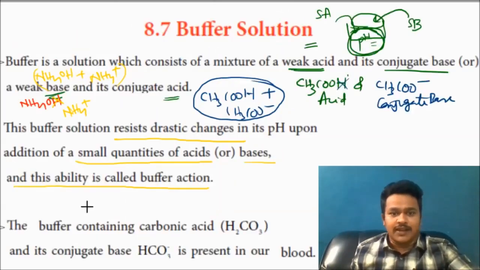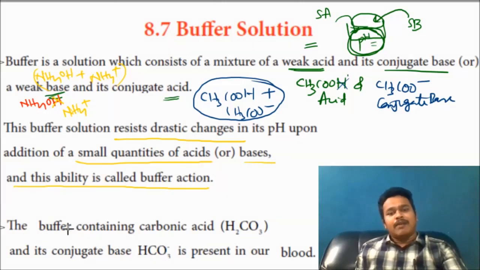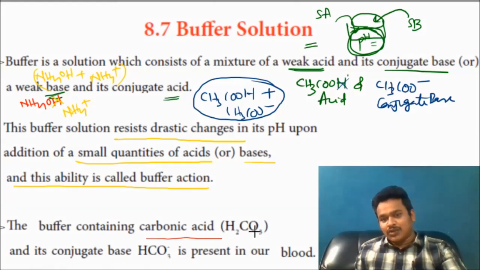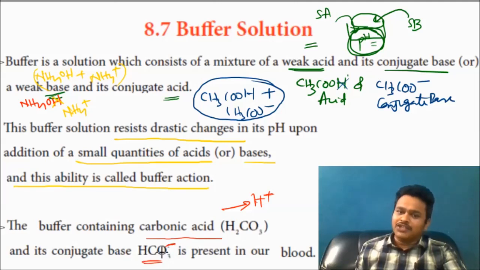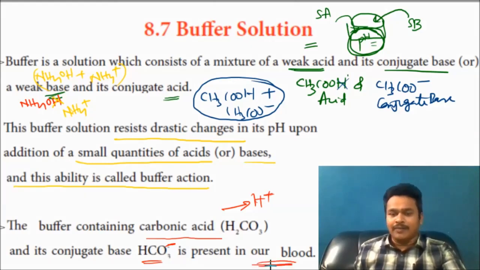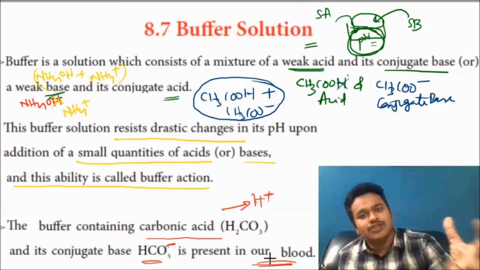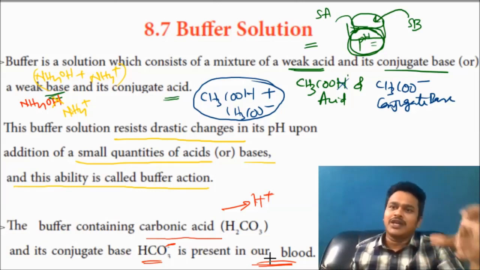Come to my last slide. Here the buffer contains carbonic acid H2CO3 and its conjugate base. H2CO3 is an acid, which gives H plus outside, and what remains is HCO3 minus. This H2CO3 and HCO3 minus combination is called one buffer solution. This buffer solution is present in our blood. In our body, buffer solutions are existing.